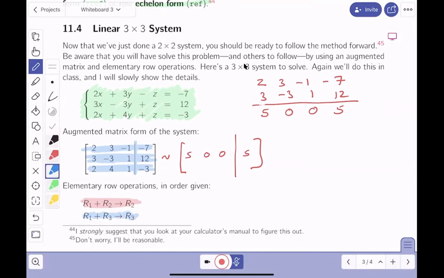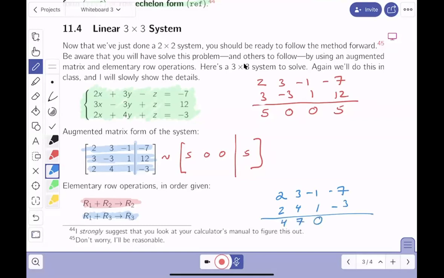I want to see if I can do it. And what do they tell me to do? They tell me to take row 1. I'll write that down for you. 2, 3, minus 1, minus 7. And they said add it to row 3. What's row 3? 2, 4, 1, minus 3. When you add together, you get 4, 7.